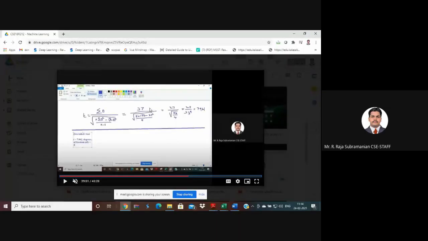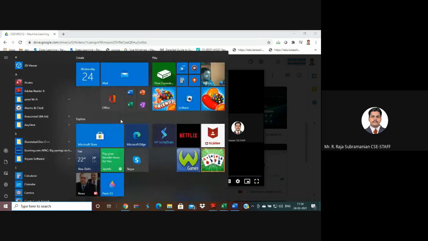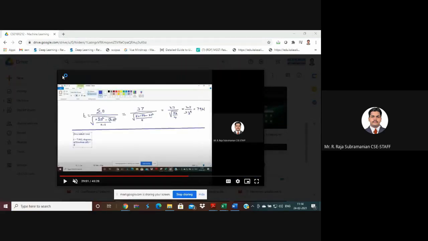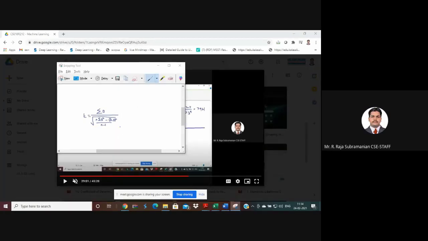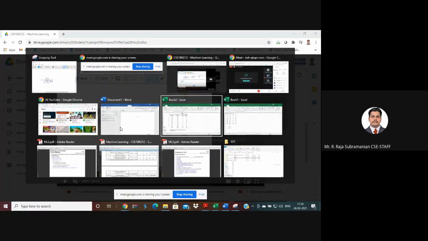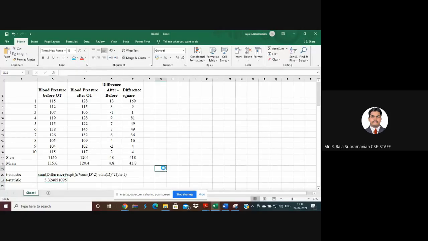Yes, now my entire screen is visible, right? So in the previous classes, we have seen the student t test formula. This is what I have made in that Excel sheet: summation d divided by square root of n into summation d square minus summation d the whole square, divided by n minus 1. Can you see this formula here? Yes, sure. So I'll also paste this in the Excel sheet so that when I share it to you, you'll be able to identify it.